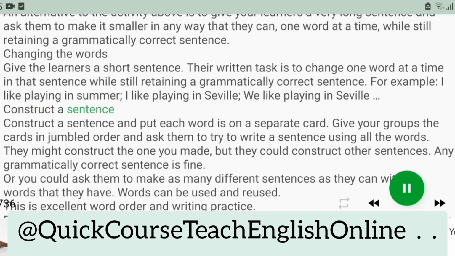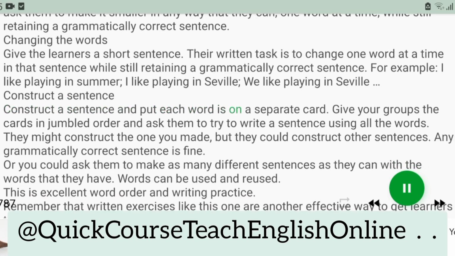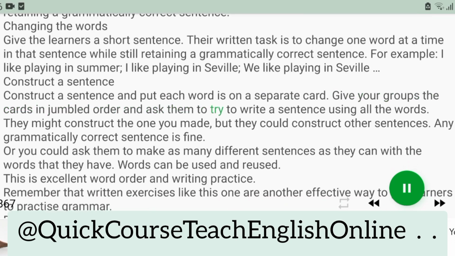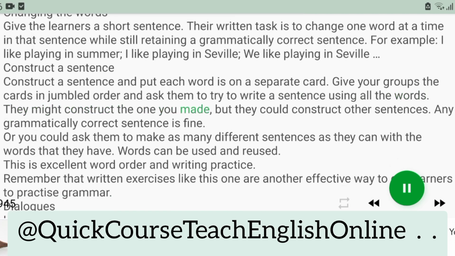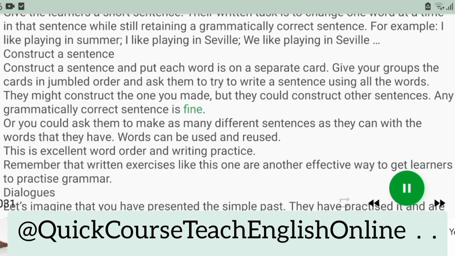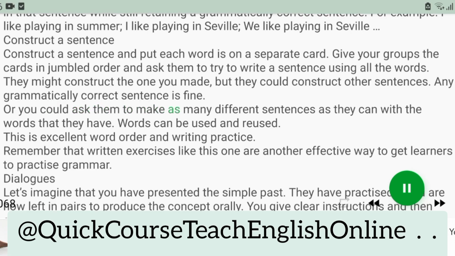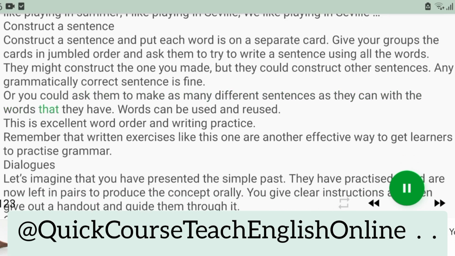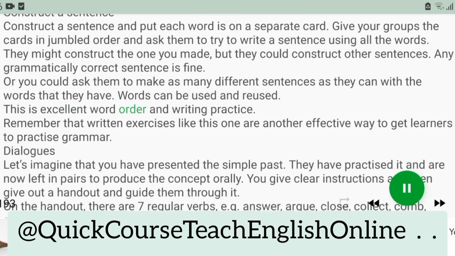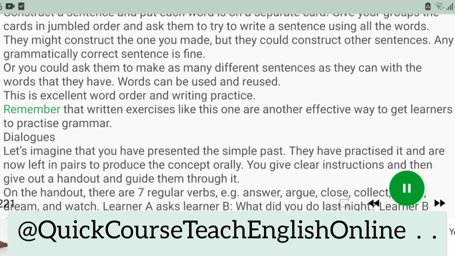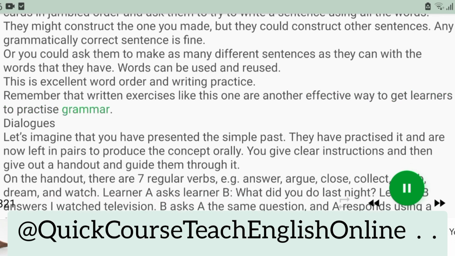Construct a sentence and put each word on a separate card. Give your groups the cards in jumbled order and ask them to try to write a sentence using all the words. They might construct the one you made, but they could construct other sentences. Any grammatically correct sentence is fine. Or you could ask them to make as many different sentences as they can with the words that they have. Words can be used and reused. This is excellent word order and writing practice. Remember that written exercises like this one are another effective way to get learners to practice grammar.